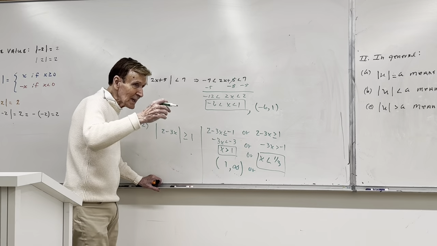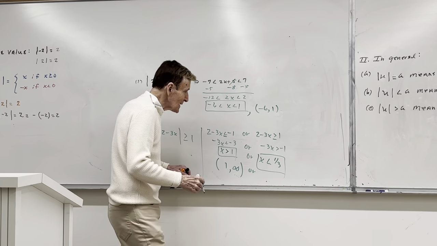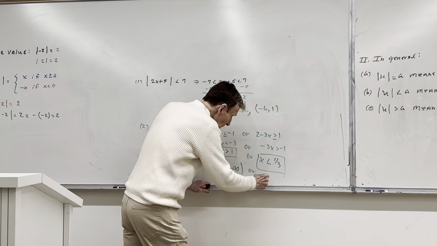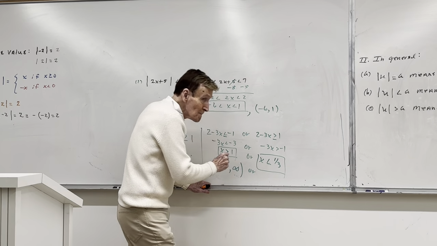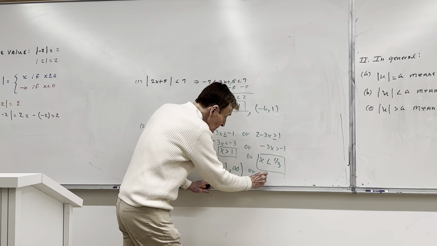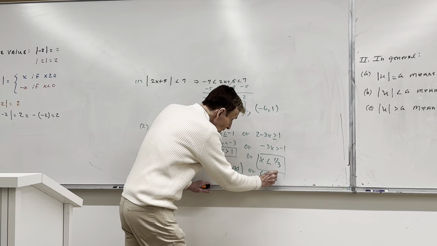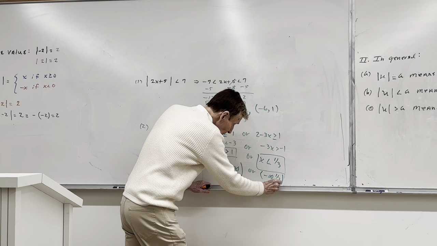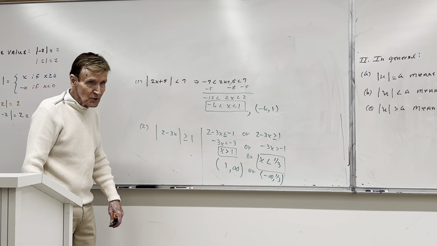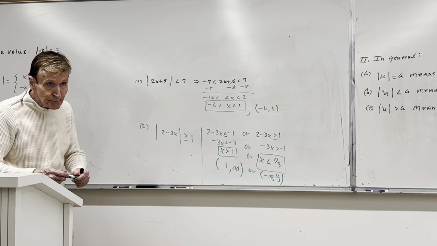Or, now can you help us out? Be careful now. When I say x is less than 1/3, what would that look like in interval notation? Oh, that's going to be negative infinity, beautiful, and then 1/3. Beautiful. And there's your answer. Whew.